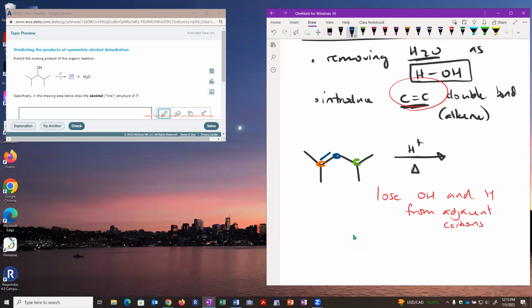Okay, and then we would have lost a hydrogen from either of these carbons here on the left or the right, so that they don't violate the octet rule in their situations as well.